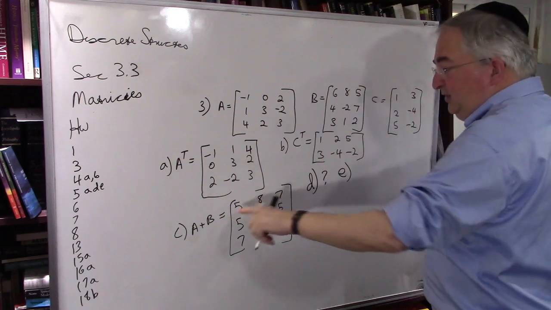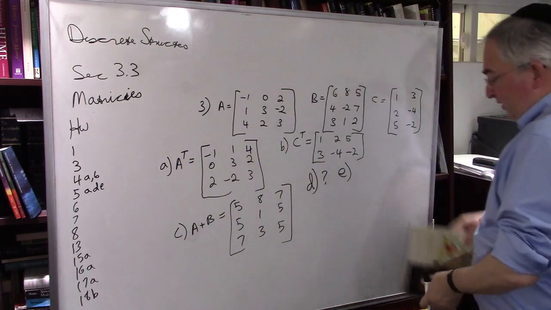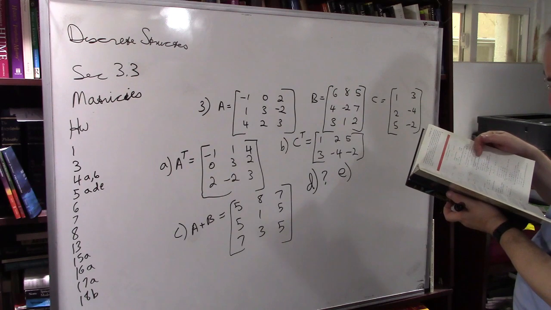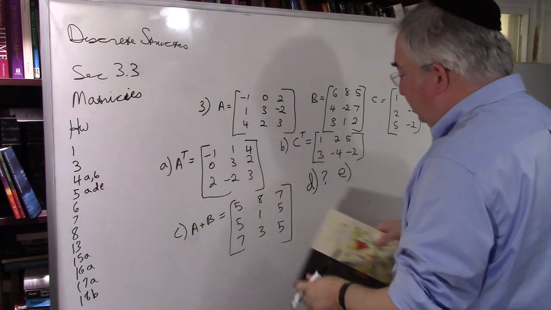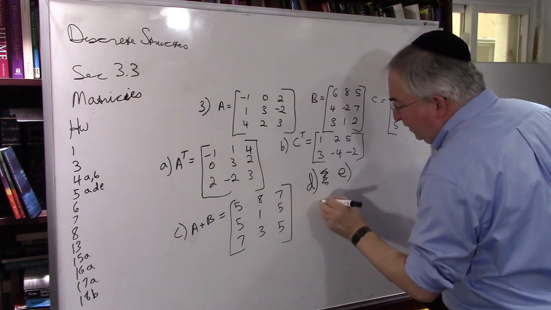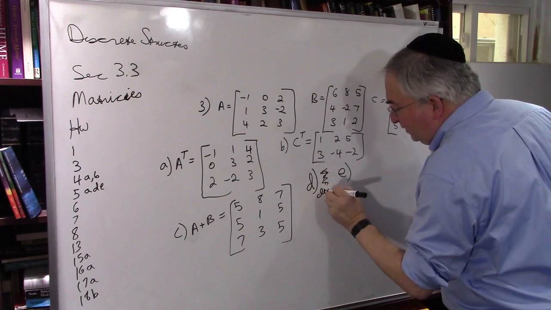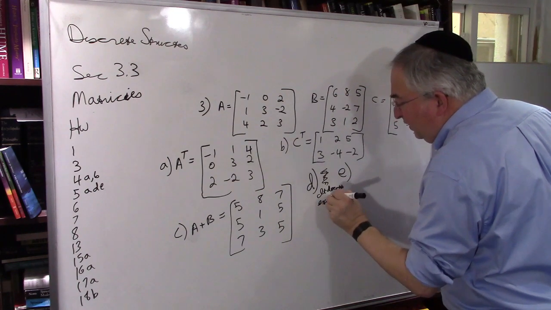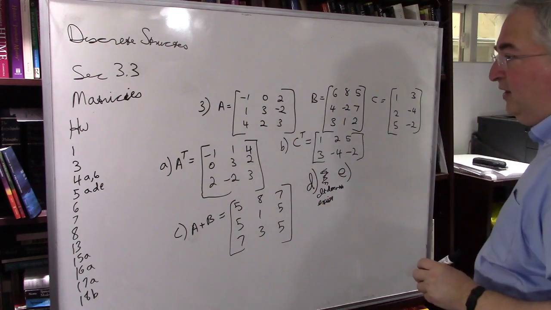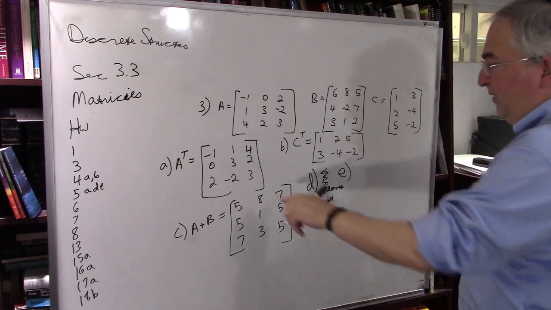E is A plus B transpose. Oh, look what it says. Calculate the following when they exist. It doesn't exist. So it doesn't exist. Okay, good. Next. E. E is A plus B transpose.